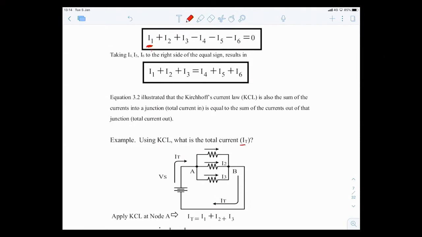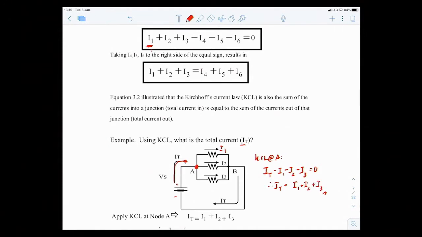The question asks what's I total. If you look at node A, I total comes right out of the positive side of the source, flows into node A, then it's split into I1, I2, and I3. If I write KCL at node A, I total is positive going in, I1 is leaving so minus I1, I2 is leaving node A so minus I2, and I3 is also leaving node A, equal to 0. Therefore, I total equals I1 plus I2 plus I3.